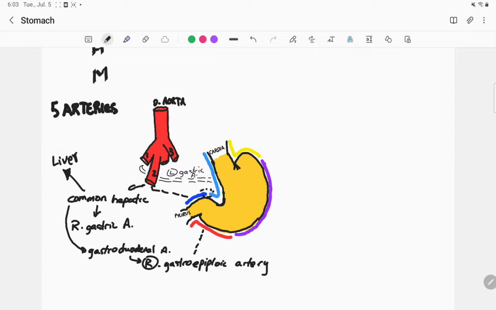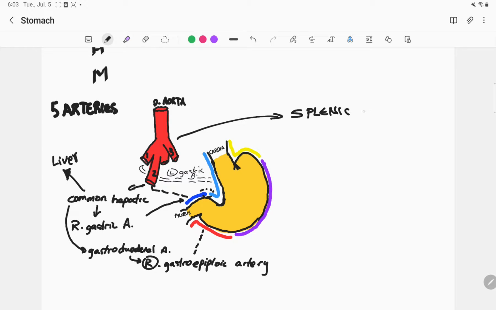So that's number 2. We've got the common hepatic that supplies the right gastric artery, which has anastomosis with the left gastric artery. And then it supplies the gastroduodenal artery, which has a branch called the right gastroepiploic artery, which supplies part of the duodenum and the greater omentum. The final branch coming off of the celiac artery, number 3 here, is the splenic. I'm just going to draw an arrow over here.